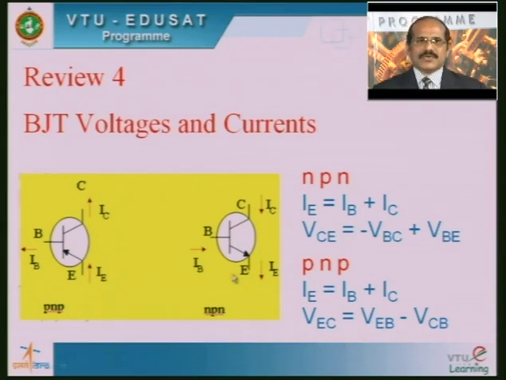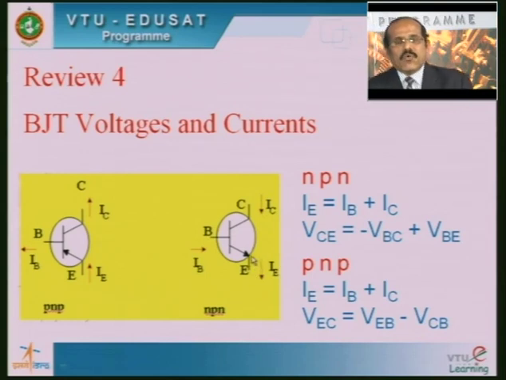Similarly, for the NPN transistor, we have the emitter terminal, base terminal and collector terminal, with the arrows indicating the emitter current, base current and collector current. The voltage between the base and emitter is represented by VBE, that between the base and collector by VBC, and the voltage across the collector and emitter is represented as VCE. If you apply KVL, we get VBE equal to VCE plus VBC, and from that we can deduce that VCE equals minus VBC plus VBE.